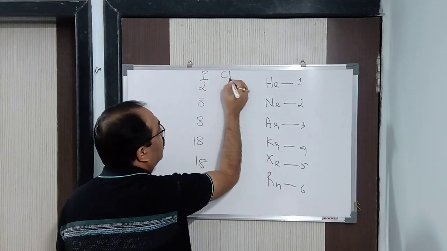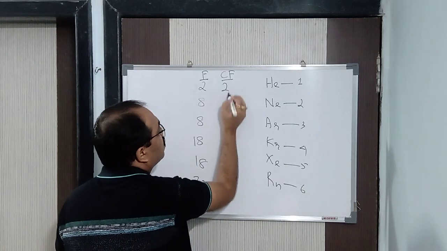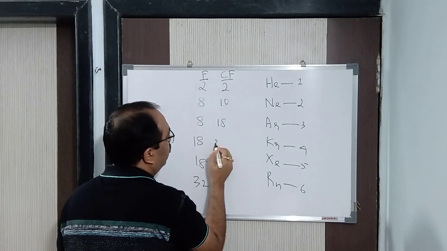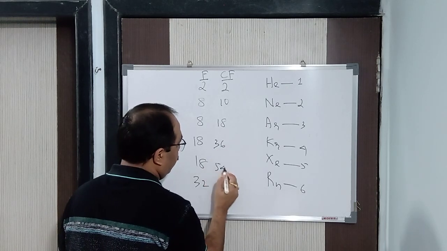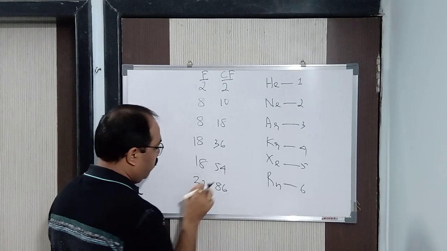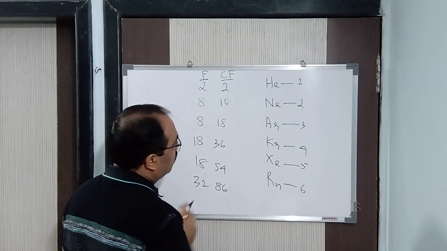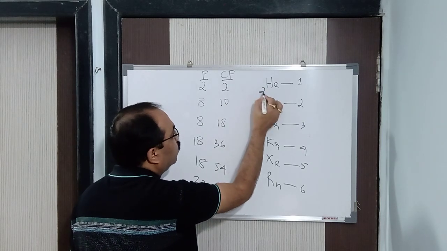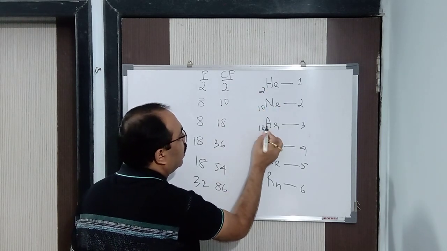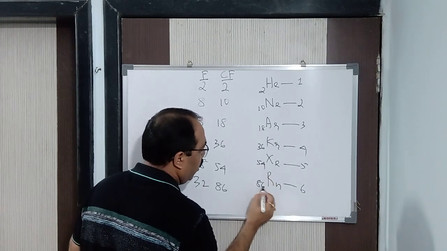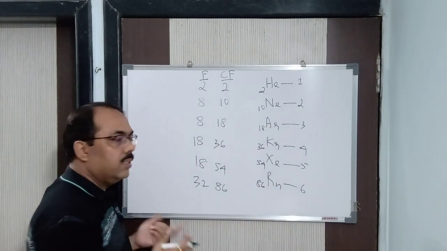Now in maths you have studied cumulative frequency. First is 2, the second is 2 plus 8, 10. Then 10 plus 8, 18. 18 plus 18, 36. 36 plus 18 is 54. 54 plus 32 is nothing but 86. So this particular one corresponds to the atomic numbers 2, 10, 18, 36, 54, 86. Got it?